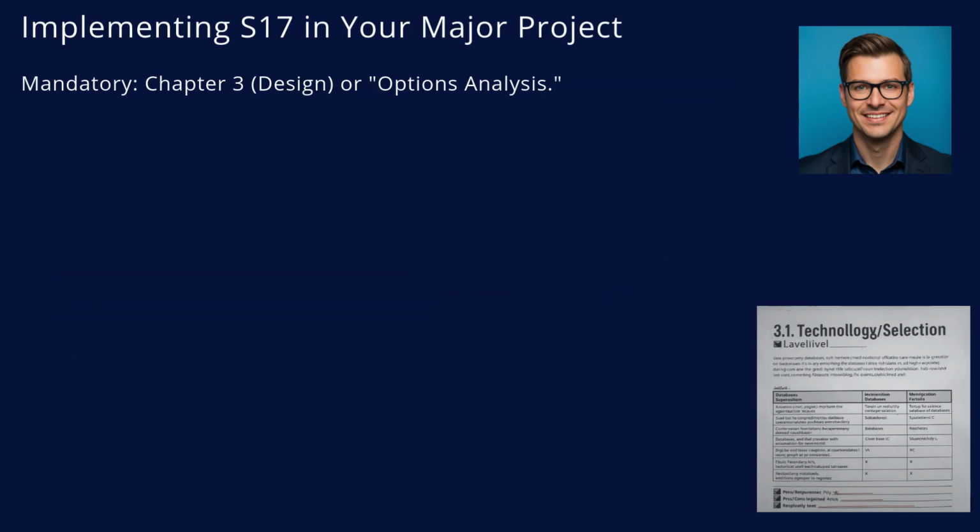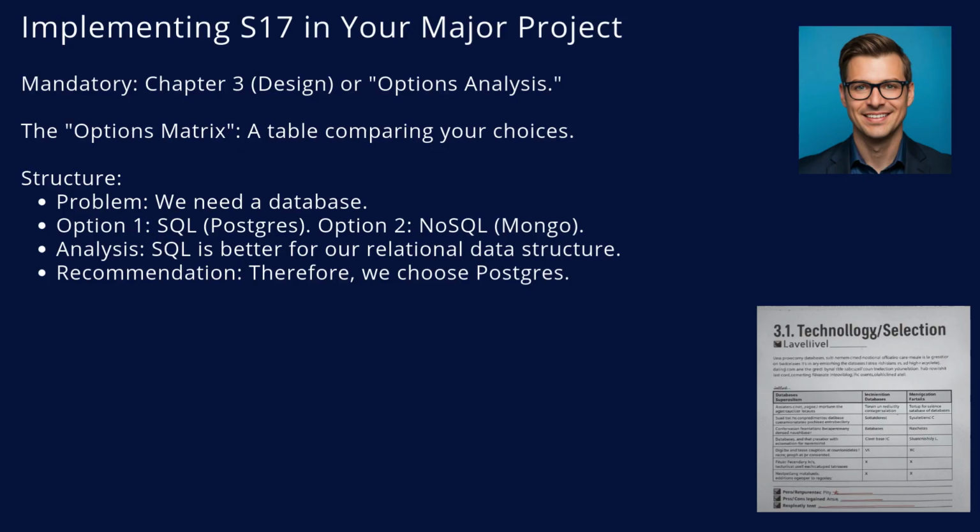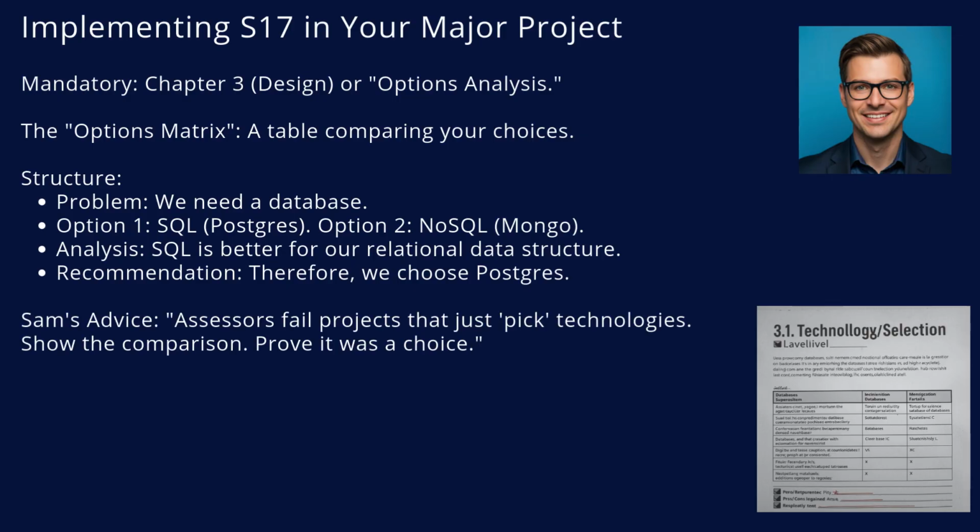In your major project, S17 is critical in your design chapter. You must include an options analysis. Problem: we need a database. Option 1, SQL. Option 2, NoSQL. Analysis: our data is highly relational. Recommendation: therefore, we choose SQL. Assessors fail projects that just pick technologies without reason. Don't just say, I use Python. Say, I compared Python and Java and chose Python because of its rich data libraries. Prove it was a choice.